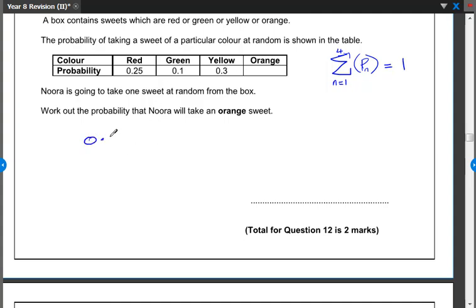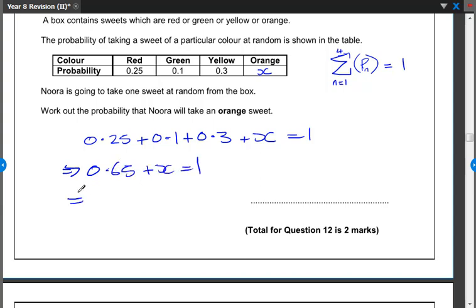So here we go. 0.25 plus 0.1 plus 0.3 plus x equals 1. Think about it. If you flipped a coin, the probability of heads is a half. And what's the probability of tails? Also a half. Half plus a half is 1. So this is always the case. So we're going to have these added together, so that implies 0.65 plus x equals 1. That implies x equals 1 minus 0.65. So that's 0.35.